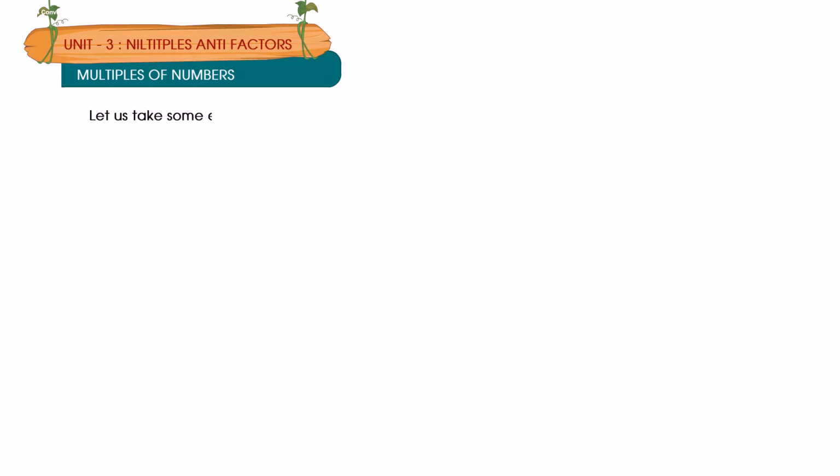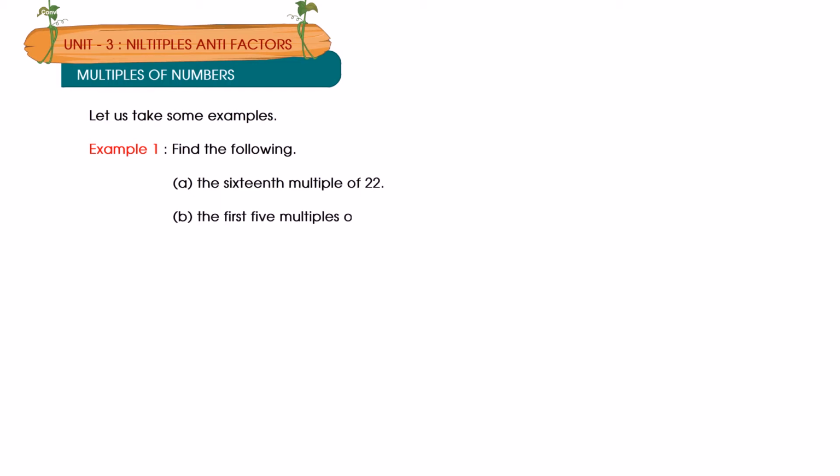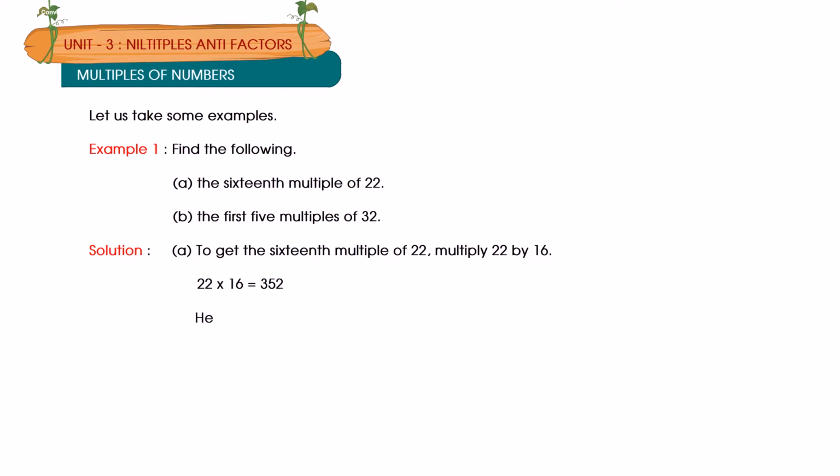Let us take some examples. Example 1. Find the following. A. The 16th multiple of 22. B. The first 5 multiples of 32. Solution. A. To get the 16th multiple of 22, multiply 22 by 16. 22 into 16 is equal to 352. Hence, the 16th multiple of 22 is 352.